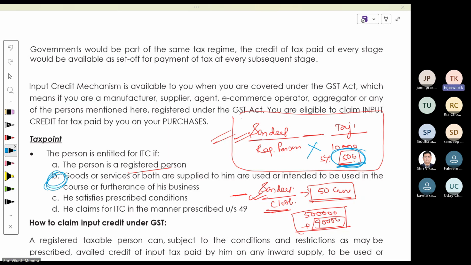Is it clear? Yes, sir. Sandeep, is it clear to you? Dubey ji?